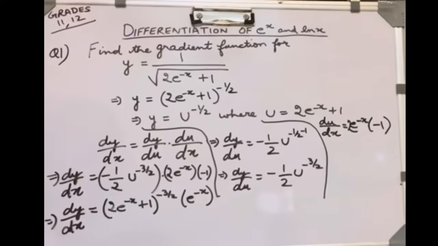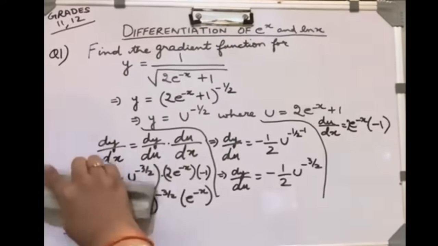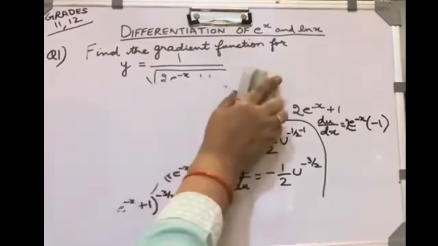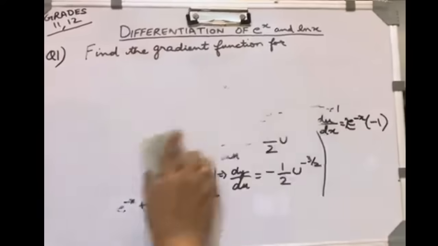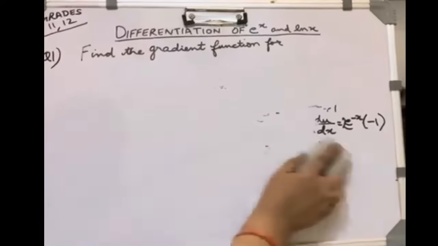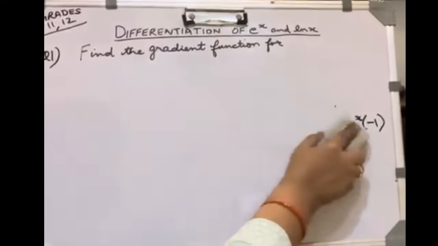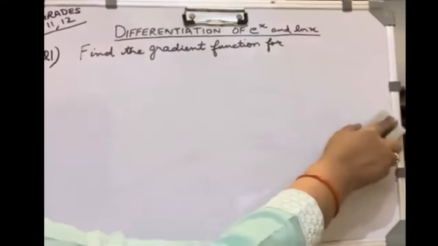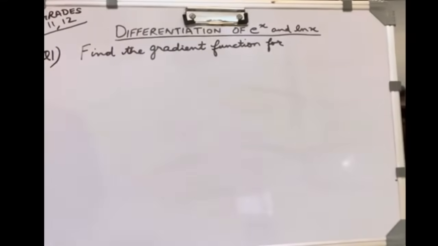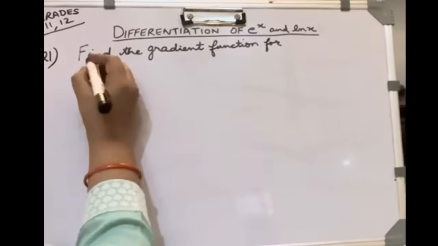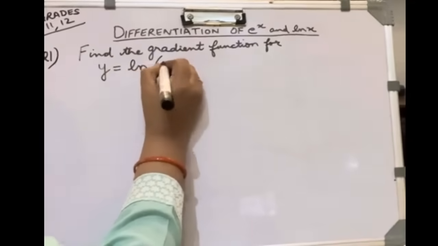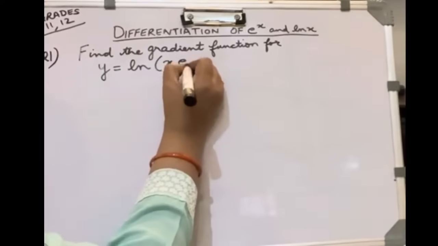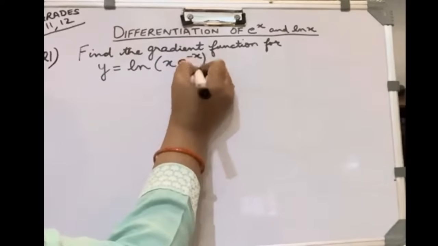Now let me solve another sum involving a logarithmic function and finding its derivative. Just give me a minute. So find the gradient function for y is equal to ln of x e to the power minus x.